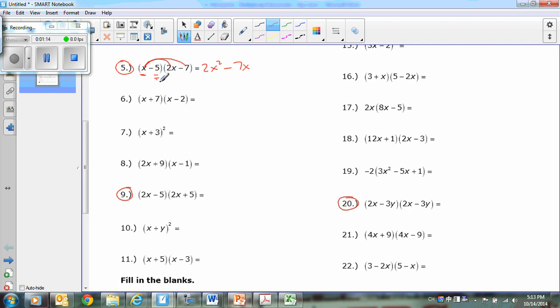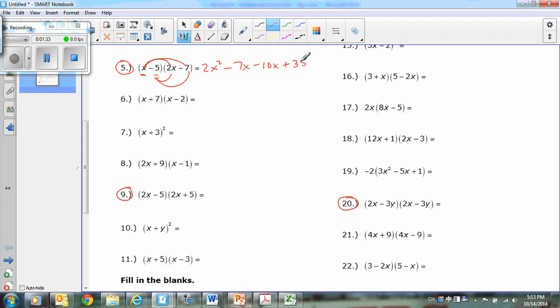So let's take -5. Notice the sign in front of 5. It's part of the term. So we're multiplying a -5 times a positive 2x. That would be -10x. And then this -5 times, look at the sign in front of 7, -5 times -7 would give me a positive 35.